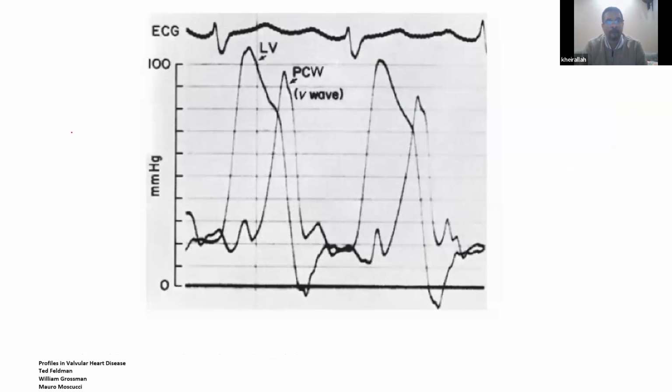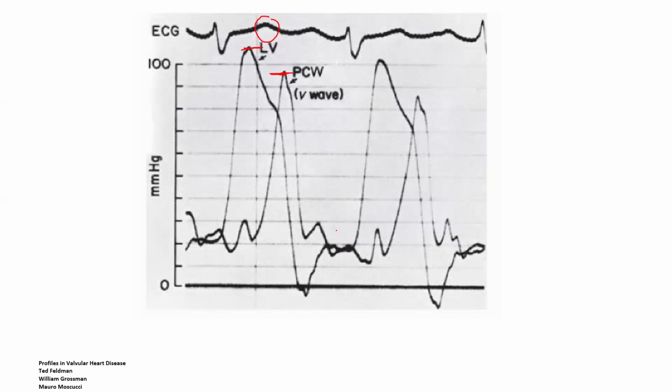Now look here. This is an LV, this LV. And here is the wedge. But look at the V wave of the wedge. We said the wedge has a V wave. How do you identify the V wave? After the T wave. Okay. Is this V wave normal? No, it's not normal at all. Very high.